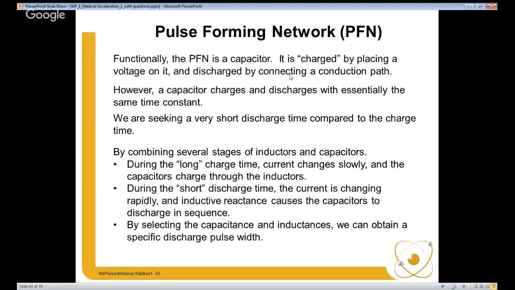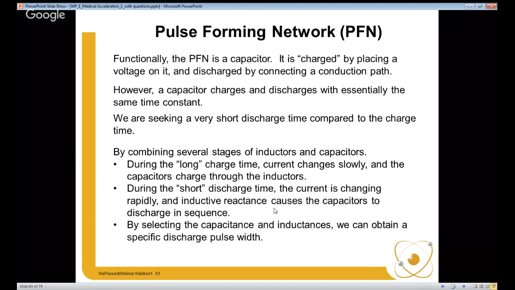So we use a thing called a pulse-forming network. Functionally, the pulse-forming network is a capacitor. We charge it by placing voltage on it, filling it with current really, and then discharging it by connecting a conduction path. But a capacitor by itself charges and discharges with the same time constant, and we already said we want a long charge time and a short discharge time.